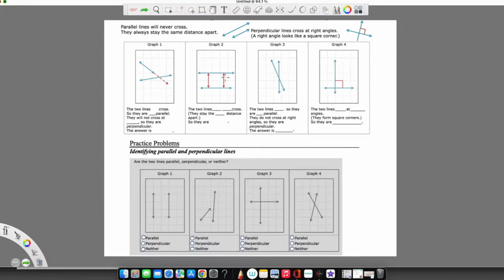Perpendicular lines cross at a right angle here, and a right angle looks like a square corner. That's what we're looking for. So these are just the two types of lines that we're going to look at. We either are going to have perpendicular or parallel. So let's go ahead and fill in the example graph here.